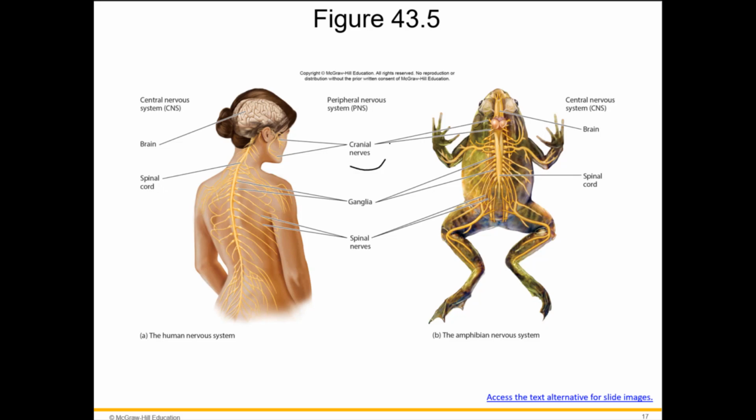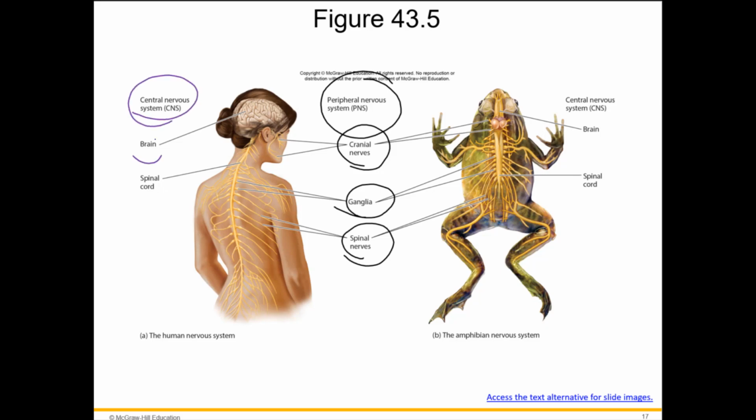And so you can see the peripheral nervous system, again, we've discussed this before, consists of nerves. So you can see the cranial nerves and the spinal nerves and the ganglia. Those are all part of the peripheral nervous system. And then the central nervous system consists of the brain and the spinal cord.